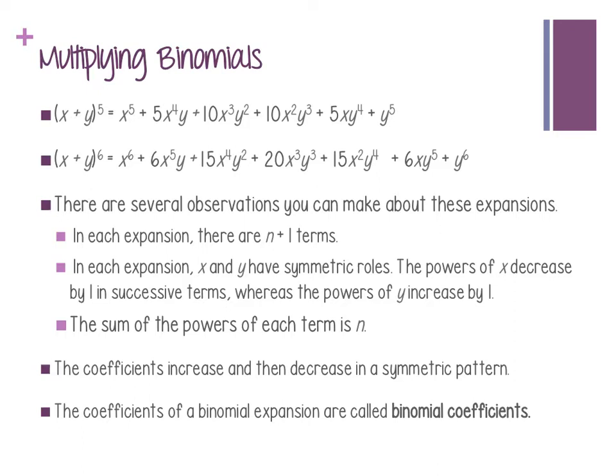There's a couple of things you should notice about what happens. This was already expanded, like terms combined, in order of decreasing degree. In each expansion, there are n plus 1 terms. The n comes from the exponent on what you are multiplying. If something's raised to the fifth power, there are 1, 2, 3, 4, 5, 6 terms. If something's raised to the sixth power, there are 1, 2, 3, 4, 5, 6, 7 terms. So right off the bat, you should be able to figure out how many terms there are based on the exponent of what you are multiplying. So it's always that plus 1.